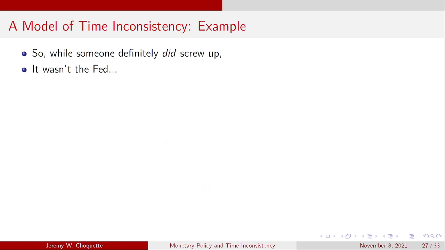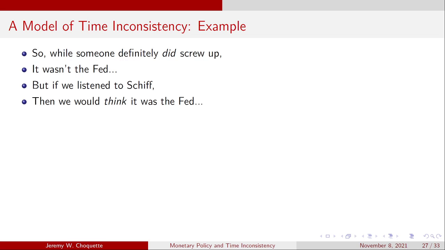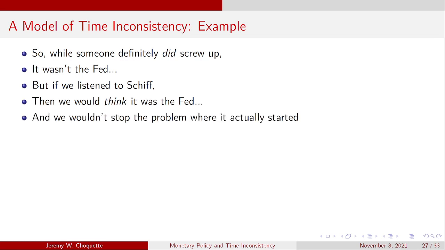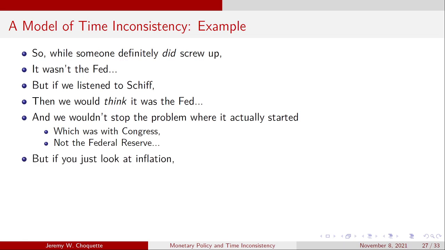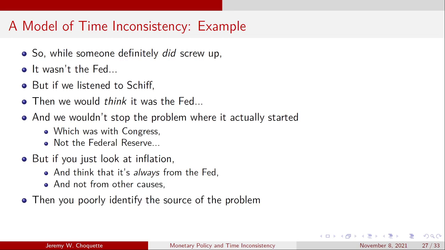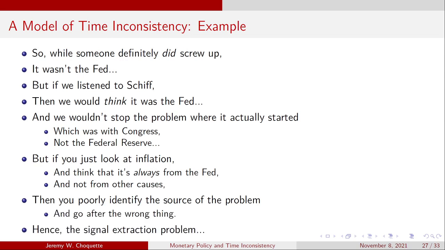So someone definitely did screw up, but it wasn't entirely the Federal Reserve. Honestly, I don't think the Federal Reserve screwed up at all. But if we'd listened to Peter Schiff, then we would think it was the Fed, and we wouldn't stop the problem where it started, which was with Congress, not the Federal Reserve. Now, I could go for a long time on how Congress screwed up here, but that's not the purpose of this lecture. If you were to just look at inflation and think that it's always from the Federal Reserve and not from any other causes, then you're poorly identifying the source of the problem. And you go after the wrong thing, hence signal extraction problem.